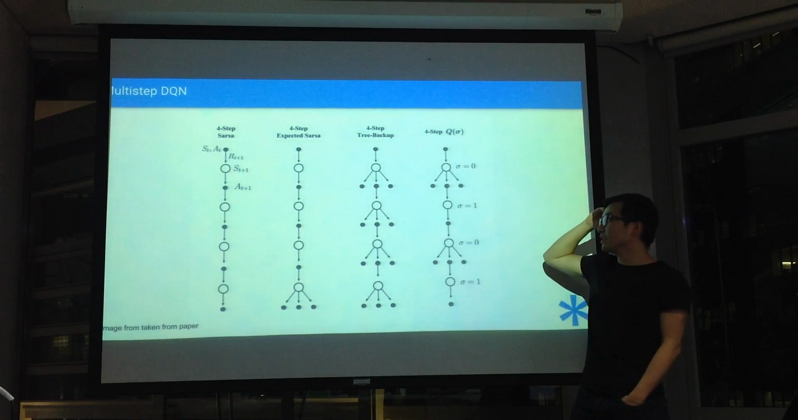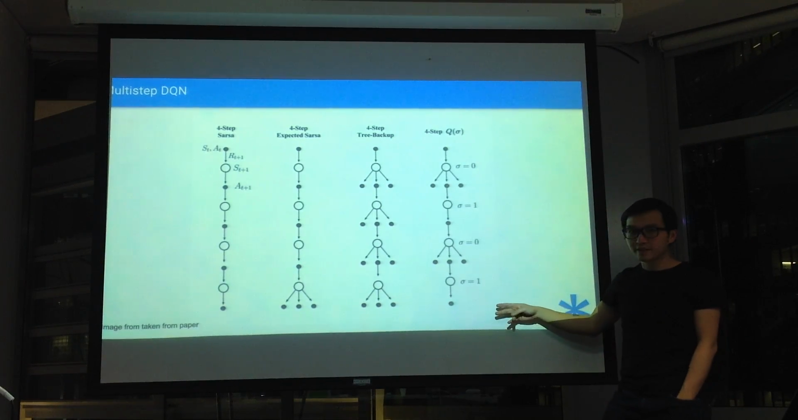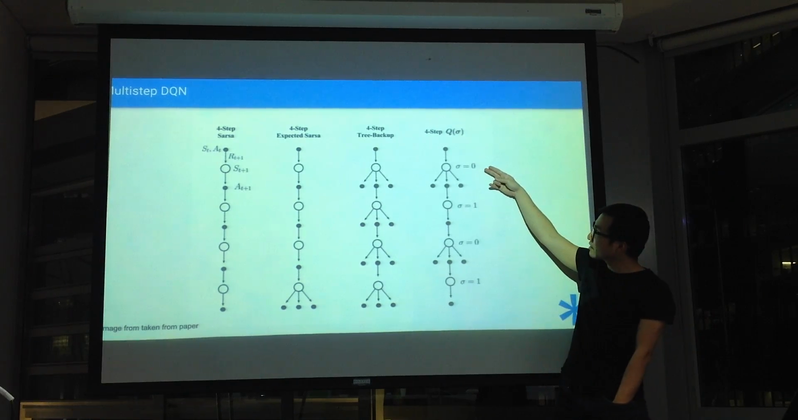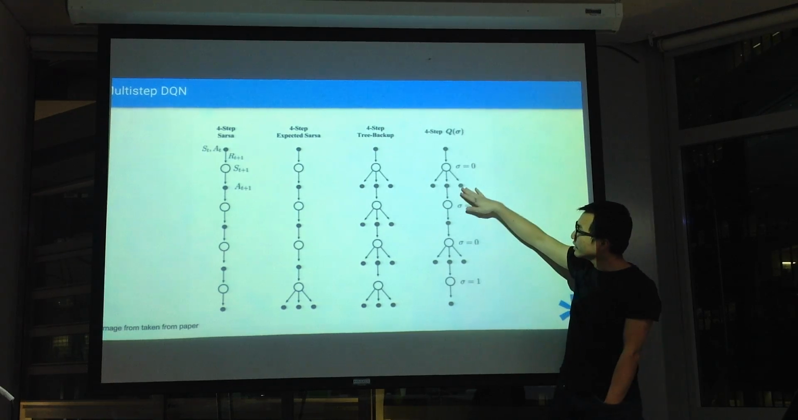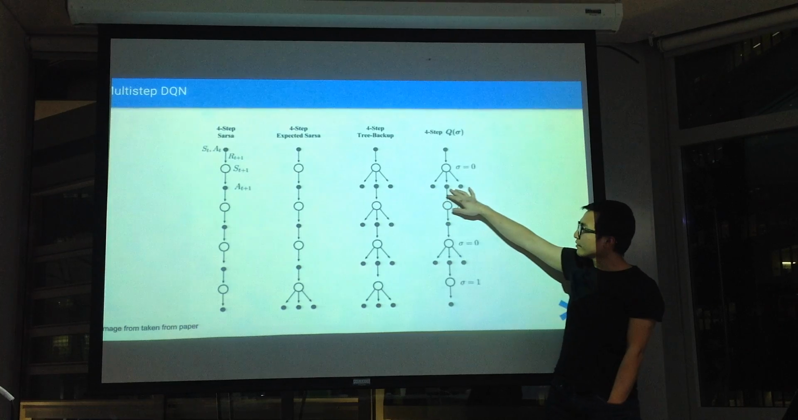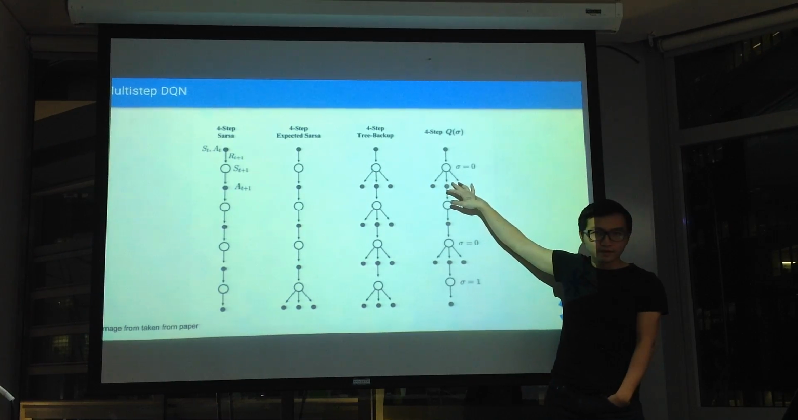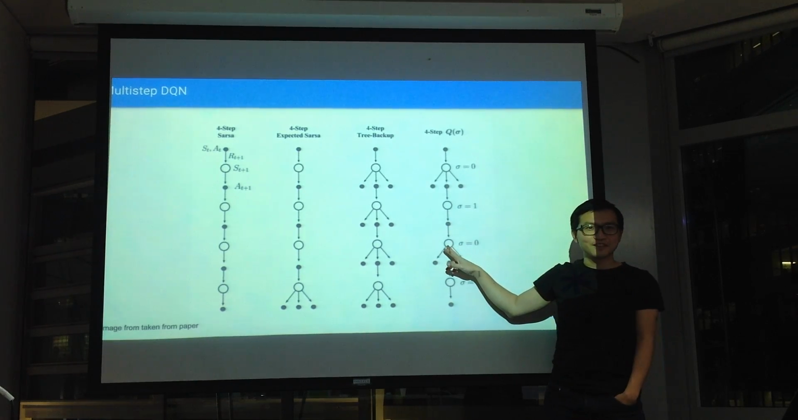And so the actual multi-step implementation that DeepMind ended up doing was they added a sort of sigma variable where if sigma is 0, it looked at all of the actions and did some kind of averaging. But if sigma was 1, it uses the action that you actually took.